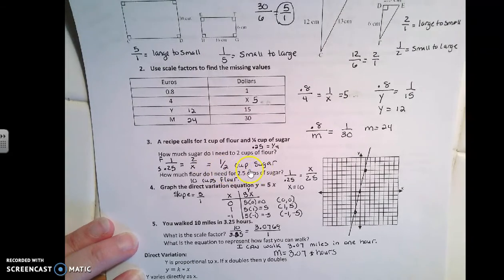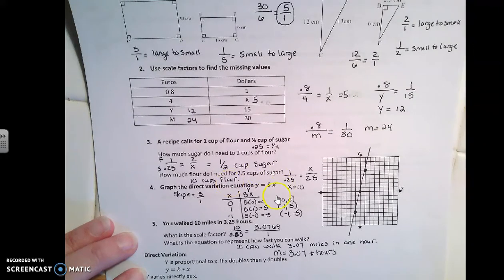Now I agree that some of you may be able to look at that and say, if I double the amount of flour, I have to double the amount of sugar. And that is a way to look at this, and it's a good way to think about these things. How much flour do I need for 2.5 cups of sugar? So again, I set up my ratio, 1 cup of flour, 0.25 cups of sugar. So how many cups of flour for 2.5 cups of sugar? And when I cross multiply, I get 10 cups of flour. So that's another example that you might be familiar with.